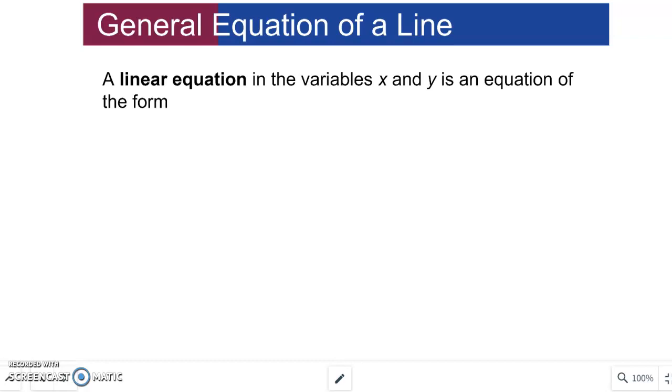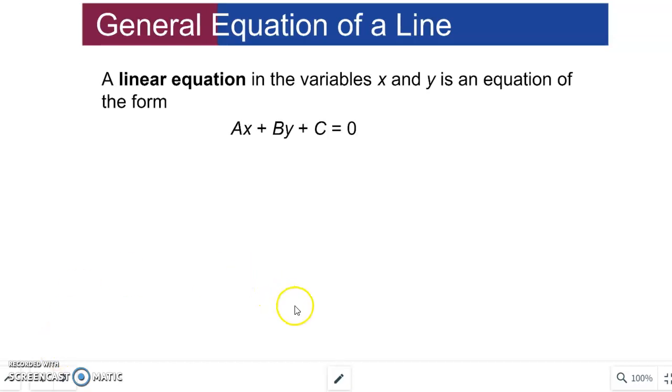So the general form, or the general equation for a line, is when we have all integer coefficients, so no fractions or decimals, and we have it in the form ax plus by plus c equals 0. A, B, and C must be integers. So it's just another form of the equation of a line.